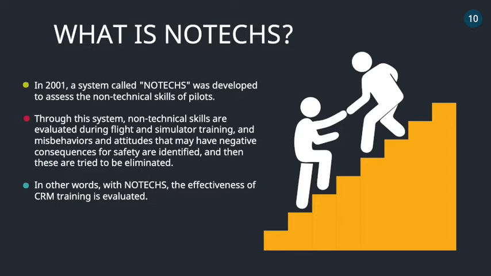What is NOTECHS? In 2001, a system called NOTECHS was developed to assess the non-technical skills of pilots. Through this system, non-technical skills are evaluated during flight and simulator training. Misbehaviors and attitudes that may have negative consequences for safety are identified, and then these are tried to be eliminated. In other words, with NOTECHS, the effectiveness of CRM training is evaluated.